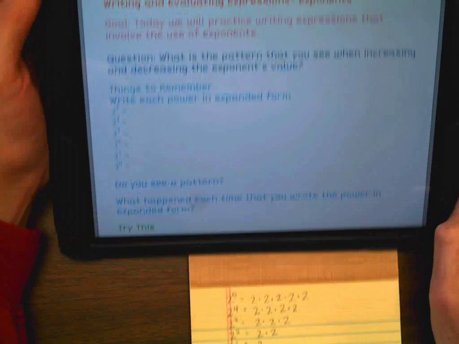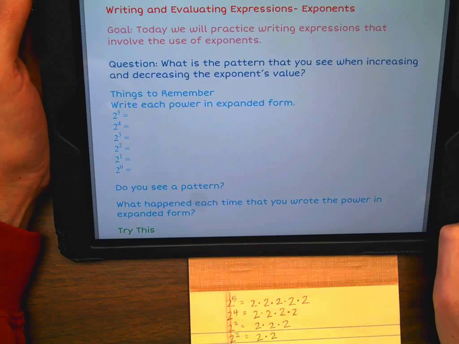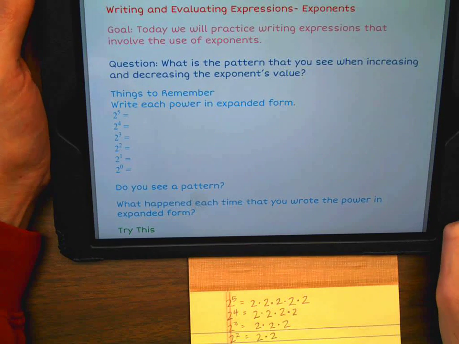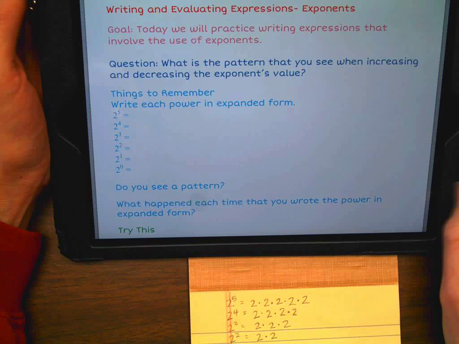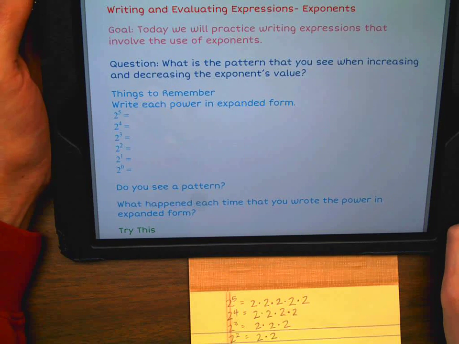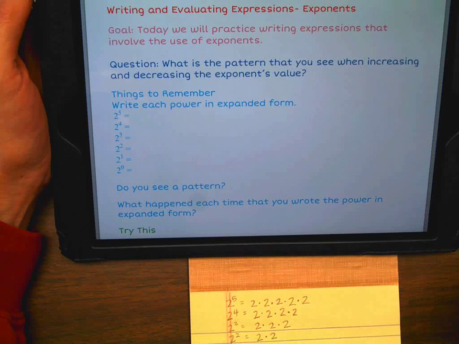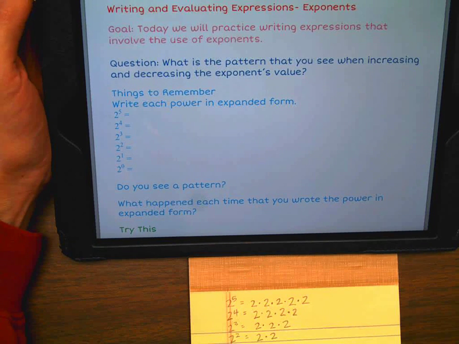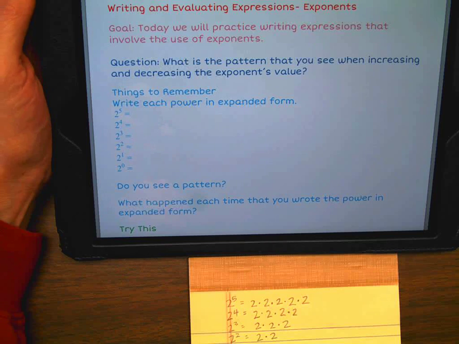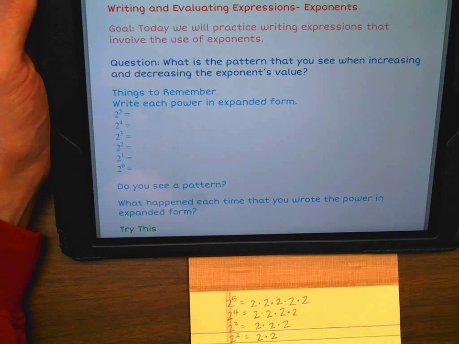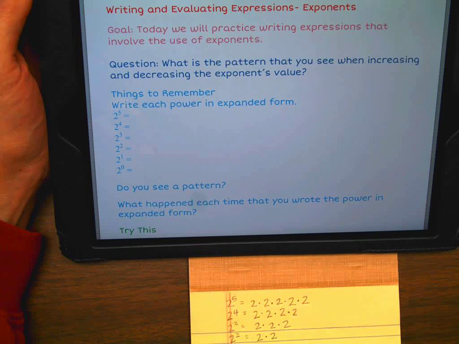Again, let's go back to our goal. Today we will practice writing expressions that involve the use of exponents. This little exponent exercise was just to help you jog your memory of using exponents. What is the pattern that you see when increasing and decreasing an exponent's value? When you decrease it, you divide by the base, and when you increase it, you multiply by the base. And that's all that I have for you today.